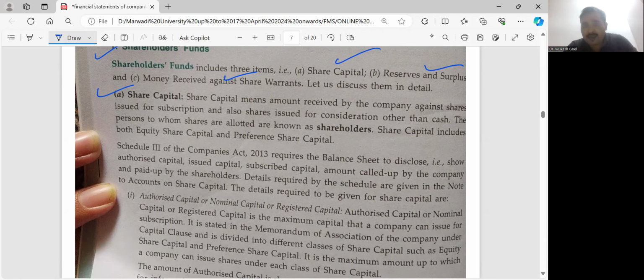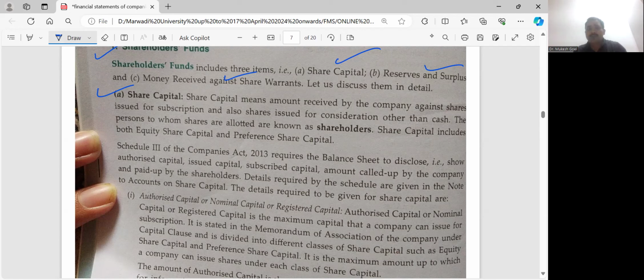Share capital means the amount received by the company against shares issued for subscription, or also shares issued for consideration other than in cash. Shares may be issued in cash or for consideration other than in cash. Suppose I purchased a building from you for rupees 20 lakh and I am issuing shares in place of cash to you. Meaning to say, I am paying the amount for the building in the form of share capital. This is called shares issued for consideration other than in cash.